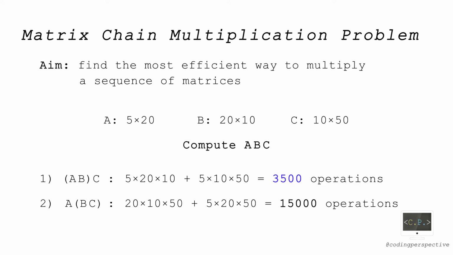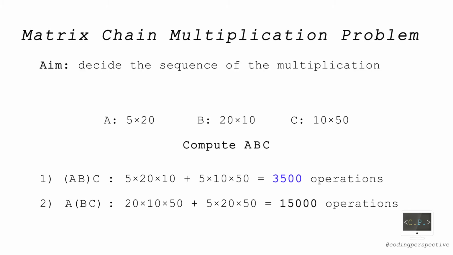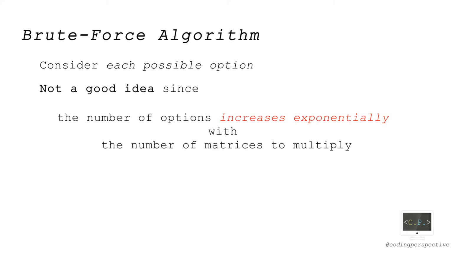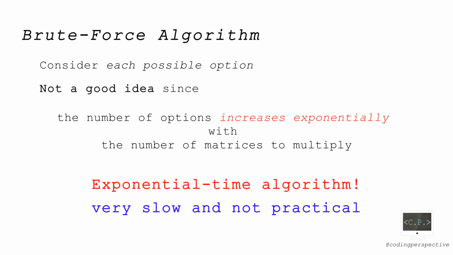Our aim in this problem is to decide the sequence of matrix multiplications, in other words, where to place parentheses, so that we can compute the multiplication in most efficient way. One of the ways of solving this problem is brute force, like considering each possible option. However, it would not be a good idea since the number of options increases exponentially with the number of matrices to multiply. So for this problem, brute force is an exponential time algorithm which is very slow and not practical for a large number of matrices.